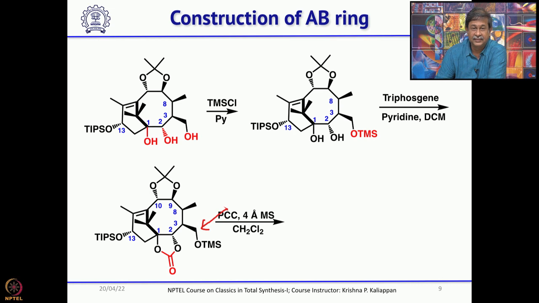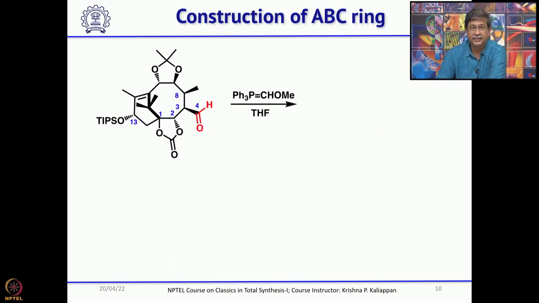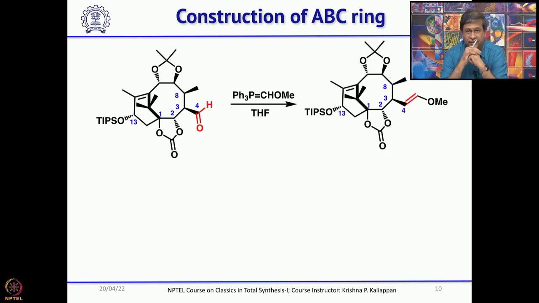So for that, you can straight away oxidize CH2OTMS with PCC to get the corresponding aldehyde. When you want to homologate, the best way is to do a Wittig reaction or enol ether Wittig. So what he did was, he did the enol ether Wittig reaction. When you do the enol ether Wittig reaction, you get the corresponding enol ether, one carbon extra.